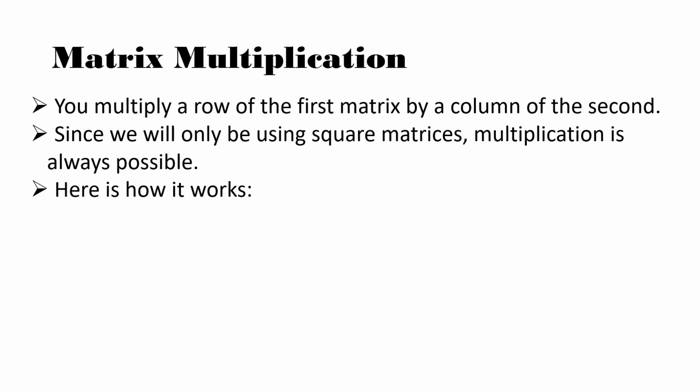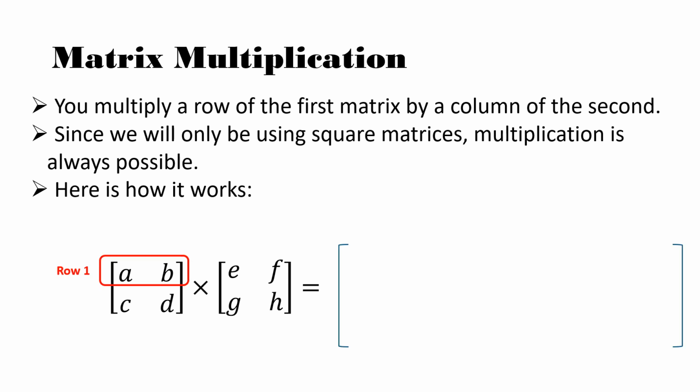So here's how it works. Imagine we have two matrices. I've just put in letters here: A, B, C, D in the first one and E, F, G, H in the second one. Both are 2 by 2 square matrices. If we want to multiply them together, we take row 1 of the first matrix and multiply it by column 1 in the second matrix. That gives us the result to put into row 1, column 1 in the answer, or the resultant matrix. This is calculated as A by E plus B by G.